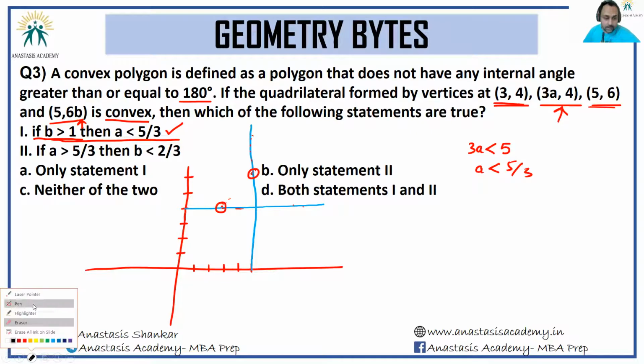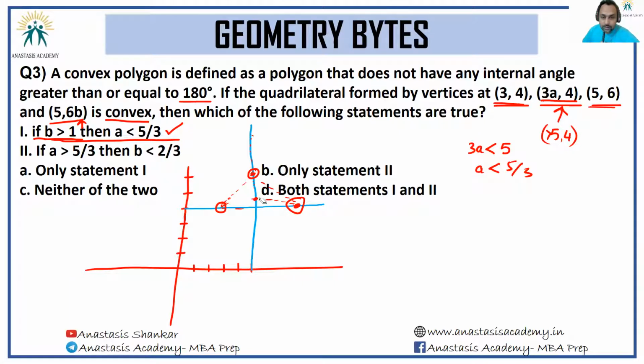Now coming to the second statement. If A is greater than 5 by 3, then effectively we are saying this point is greater than (5, 4). So the next point has to be somewhere to the right. Let's say this point was here. Then the fourth point that we are seeking, if it is at the top, it will turn out to be a non-convex polygon. If it is somewhere here, it will still turn out to be a non-convex polygon. Let's say the fourth point was here. Can you see it will turn into an arrowhead of sorts? It will not be a convex polygon. This angle here will be greater than 180 degrees. So this is also unacceptable.